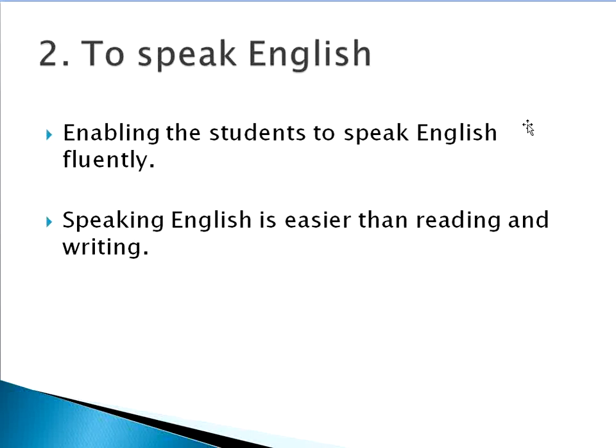And this is very easy. At the very outset, it becomes very easy for a student to speak. Why? Because speaking English is easier than reading and writing. That is why we can consider that this is the second objective. What is the second objective of teaching English? To speak English fluently. Is that okay? So this is all about the second one.